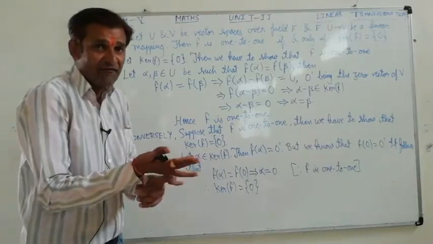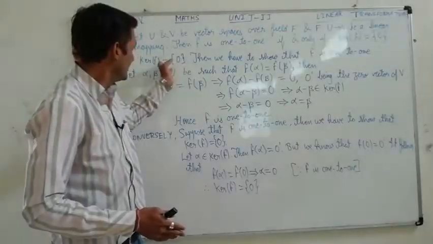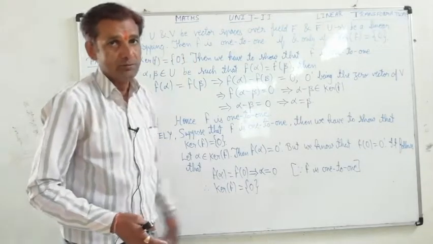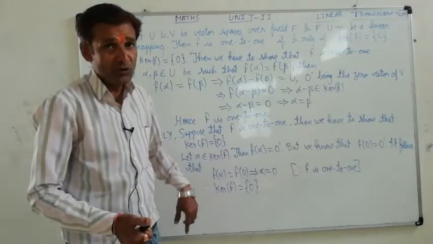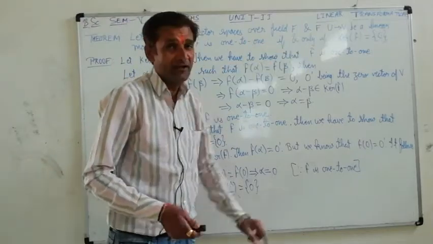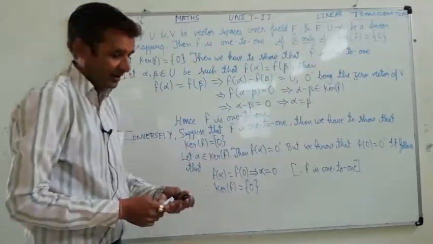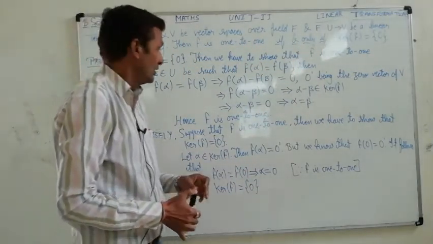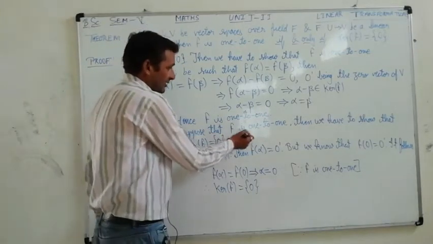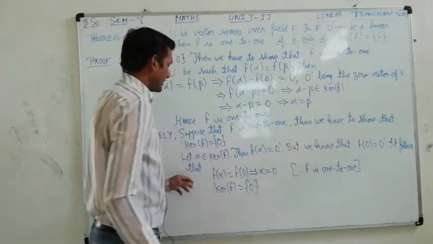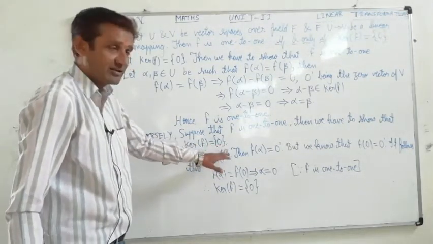Now, we are taking f is 1 to 1. Conversely means we have to go in the reverse order of what was taken in the first part. Why are we doing so? Because we have to prove the if and only if condition, so we have to take the converse part also. Now we are supposing f is 1 to 1, and we have to show that kernel of f is equal to 0.